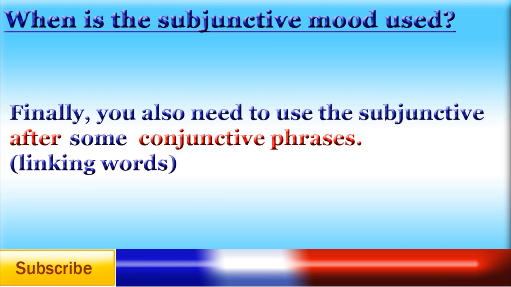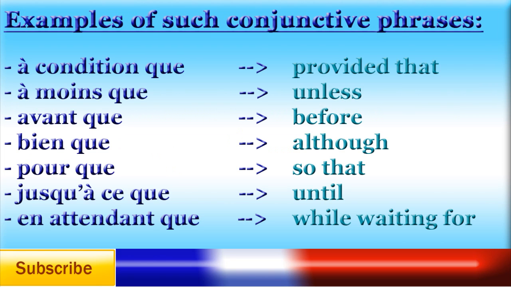Finally, you also need to use the subjunctive after some conjunctive phrases. Conjunctive phrases are phrases linking two parts of a sentence together. Here are a few examples of conjunctive phrases that require the subjunctive. À condition que, provided that. À moins que, unless. Avant que, before. Bien que, although. Pour que, so that. Jusqu'à ce que, until. En attendant que, while waiting for.